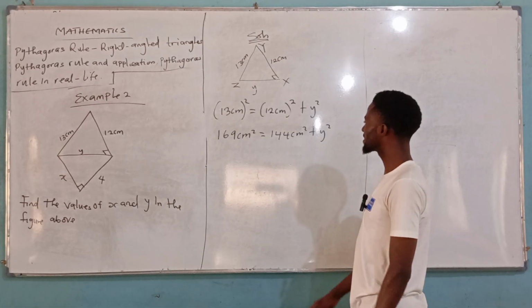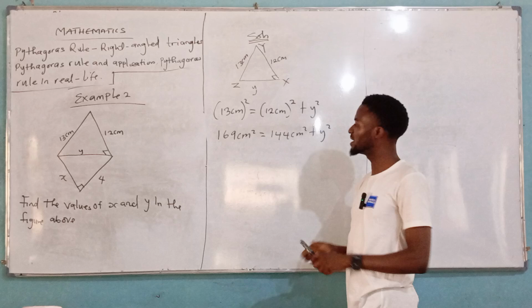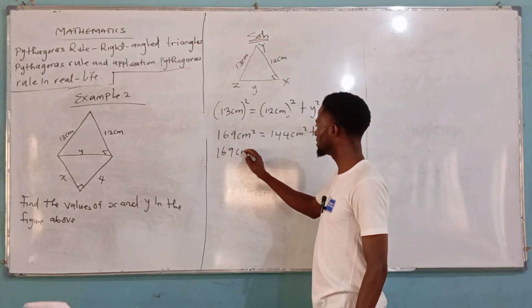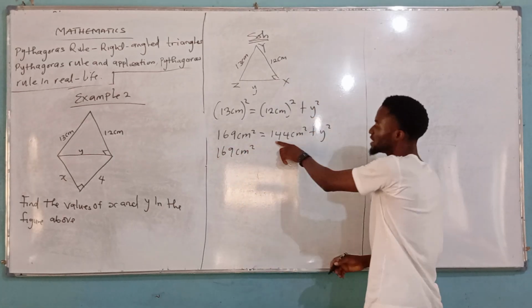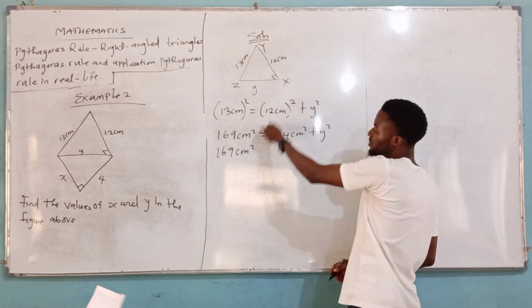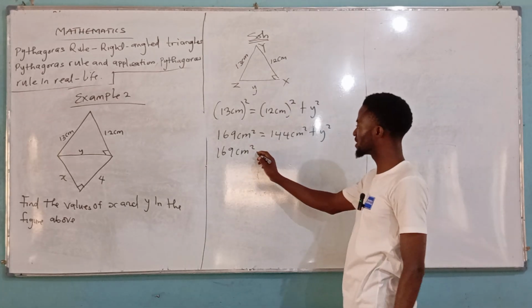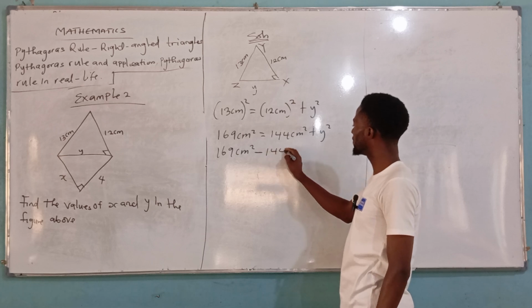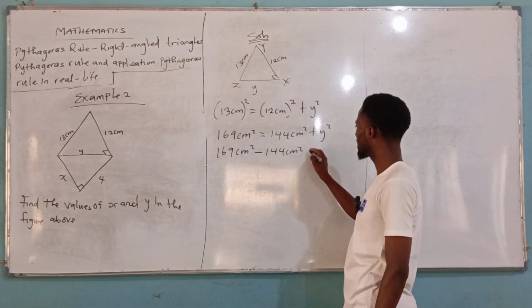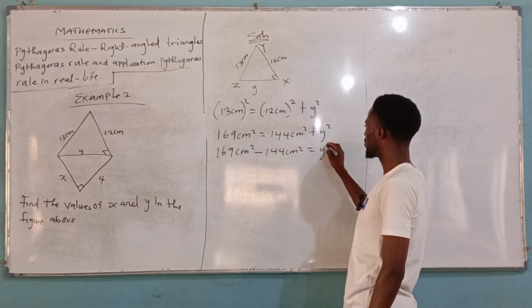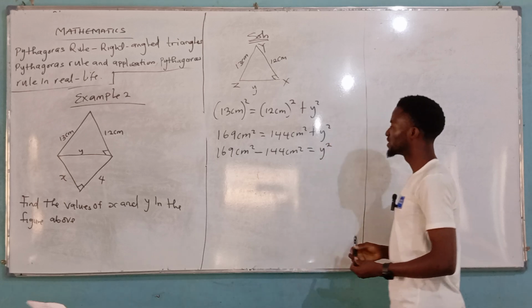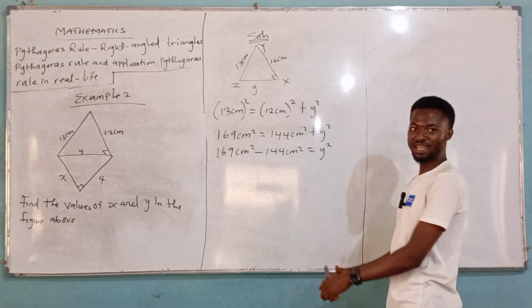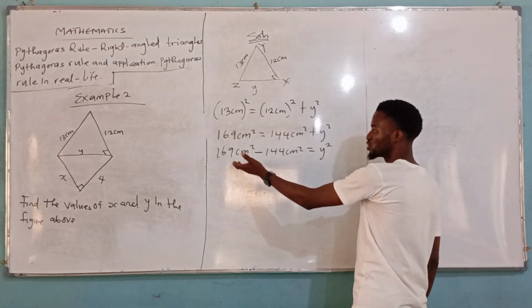So for easy understanding, we'll just carry this to the other side, which we are going to have 169 centimeter square. It is positive here, so it now crosses to the other side. It now becomes negative, which is minus 144 centimeter square is equal to y square. So now, take a look at this. From here, what we are going to do is subtract.